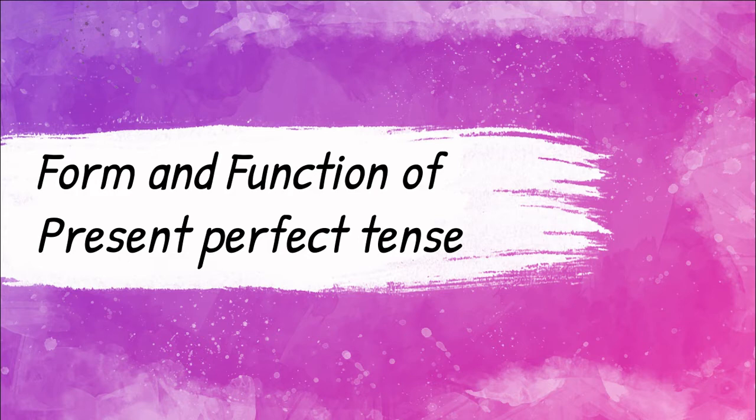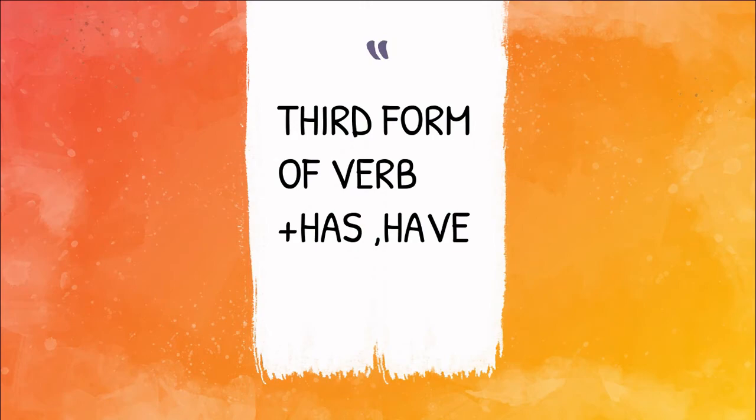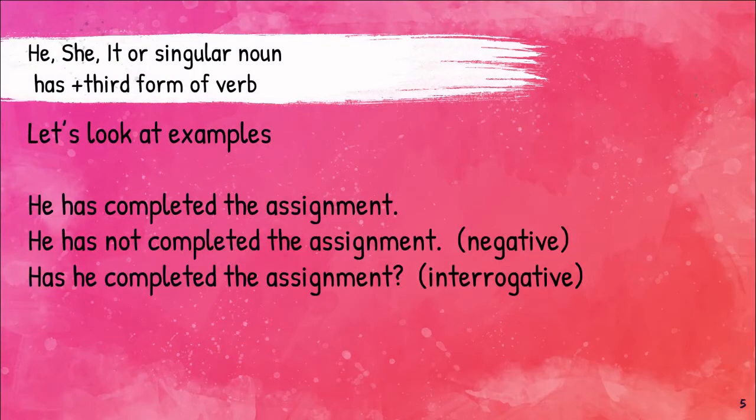So let's get started. We use the third form of verb and has, have in this tense. He, she, it or a singular noun go with has and the third form of verb. For example, he has completed the assignment. And the negative sentence is, he has not completed the assignment. To form a negative sentence, we add not after the helping verb. And the interrogative sentence is, has he completed the assignment? To form an interrogative sentence, we place the helping verb at the beginning of the sentence.